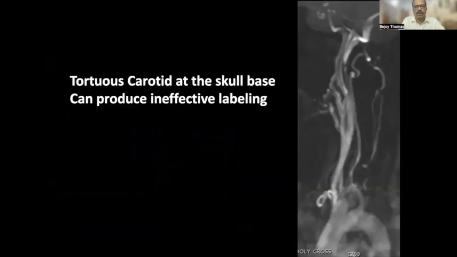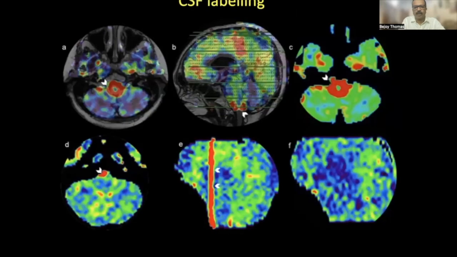So tortuous carotid arteries and skull base can produce ineffective labeling, and there can be continuous churning of these labeled spins if there are very tortuous vessels or loops. In those cases, if you're suspecting this, you can immediately run a fast 2D PC angiography to see whether there is any vessel abnormality.